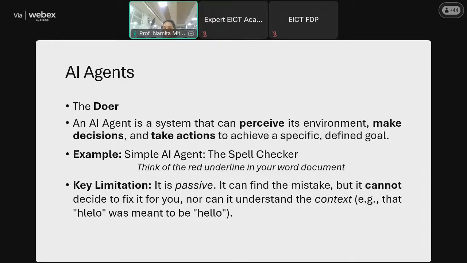Now, everything is not perfect. Again, we have some challenges or limitations. It is passive. It's not active. It can find the mistakes, but it cannot decide to fix them for you. We have to take a call. That is the AI agent.